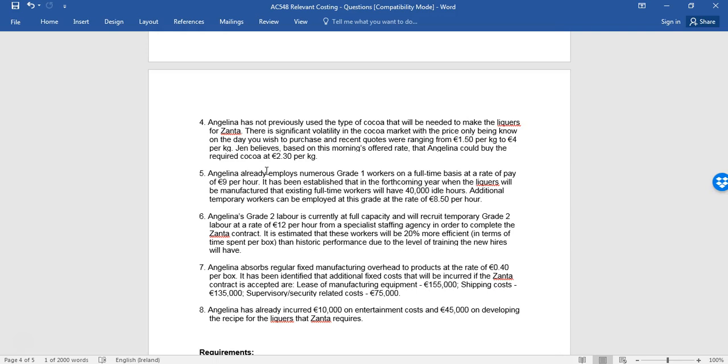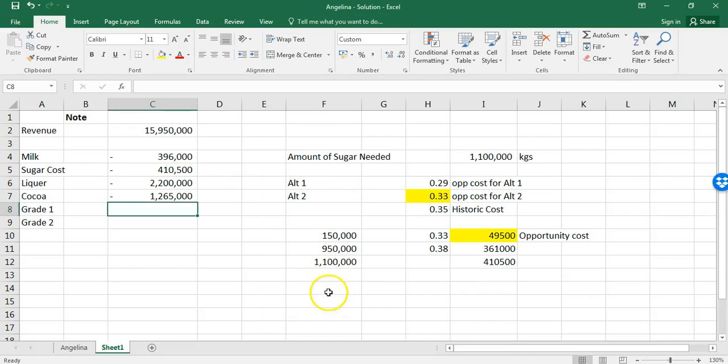So the point about the idle hours is these people are going to be paid on a full-time basis regardless. So these 40,000 hours are a relevant cost. So there is spare capacity. So again, by utilizing that, it's going to have no extra cost, because those 40,000 hours at €9 were already going to be paid. So it's not incremental, it doesn't move. You're just making better use of it.